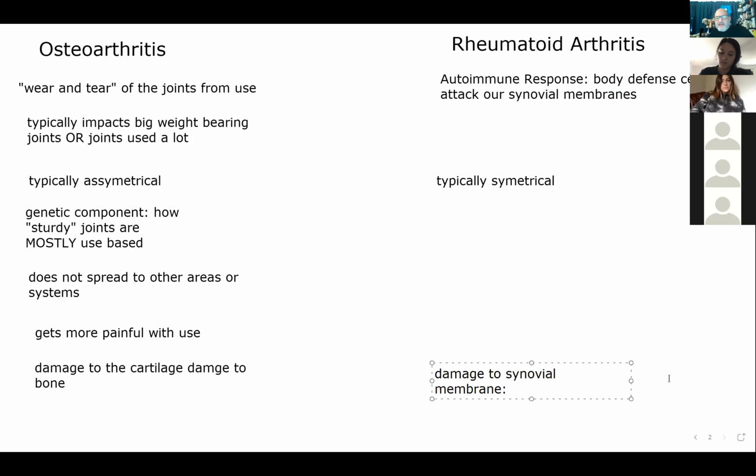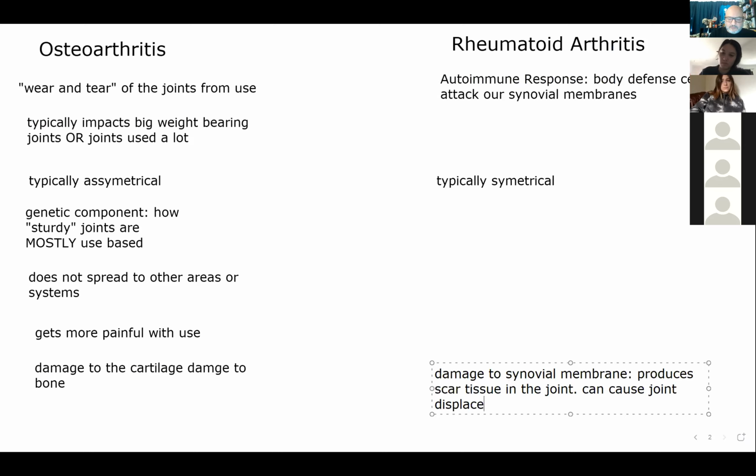And as a result of that, not only do we get damage to the synovial membrane, but it produces scar tissue in the joint. And that can cause the joint to swell and actually can cause the joint to displace. Excellent.